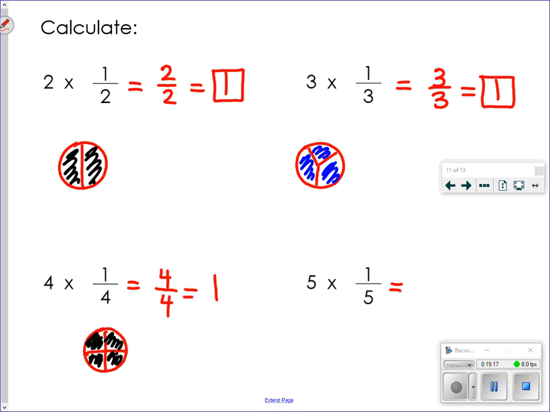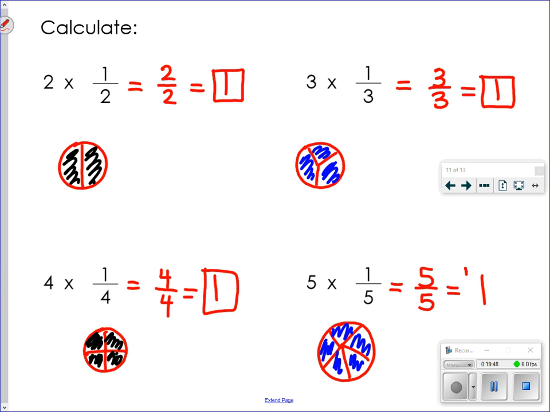And I'm sure you can see where this is going. If I've got 5 1/5, I've got 5 fifths, which again is equal to having the whole pie. Here's my pie. It's split into 5 equal parts, and I've got 1/5, 2/5, 3/5, 4/5, 5/5. I've got the whole pie. So anytime you have a fraction where your numerator is identical to your denominator, it's always, always, always equal to 1.